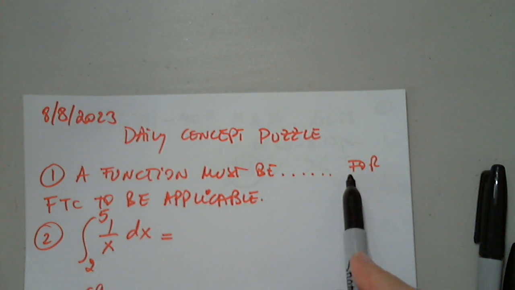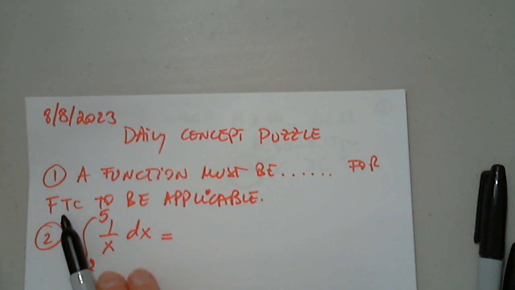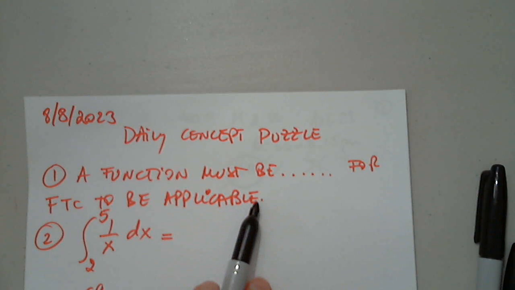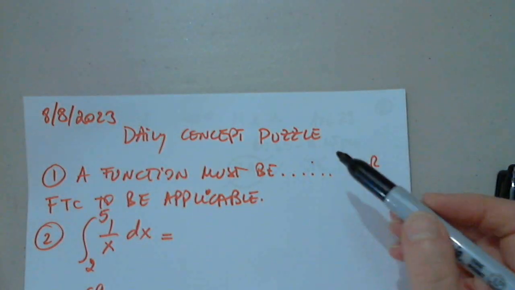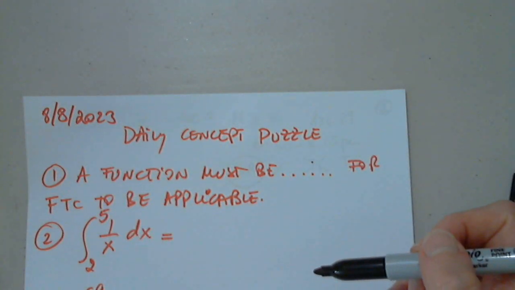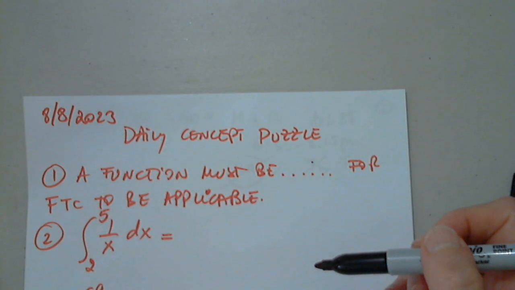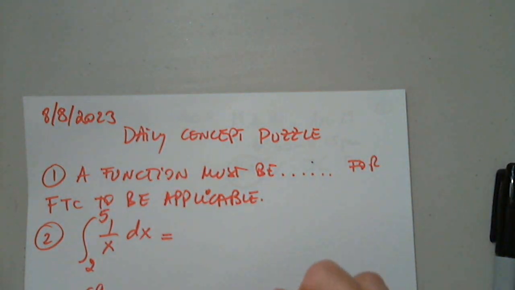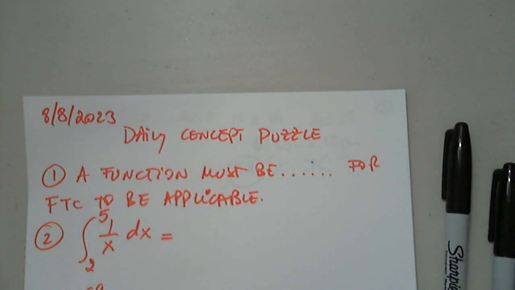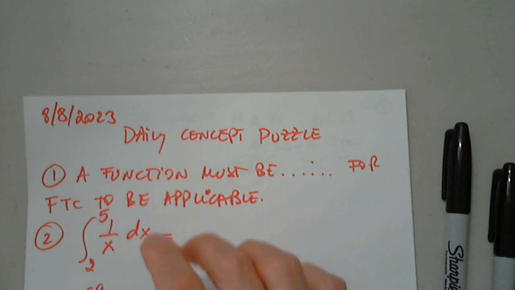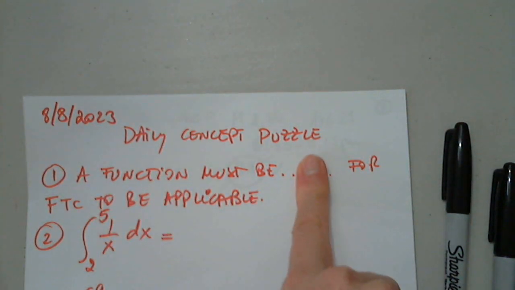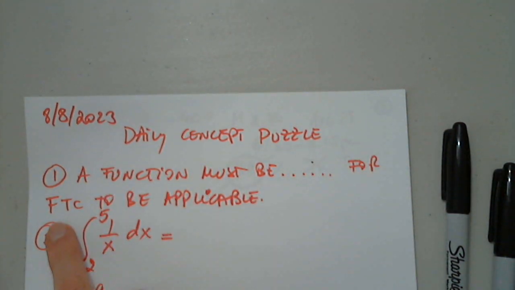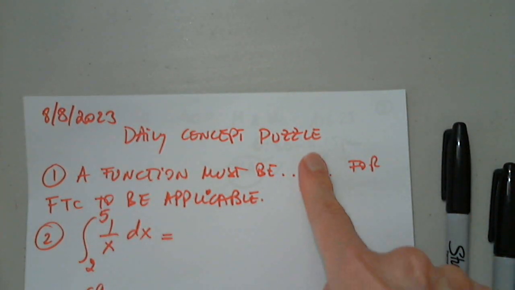What must be true for the fundamental theorem of calculus to be applicable? Can anyone help with this? The natural log of the absolute value of x. So let's read it one more time. A function must be blank for FTC, the fundamental theorem of calculus, to be applicable.